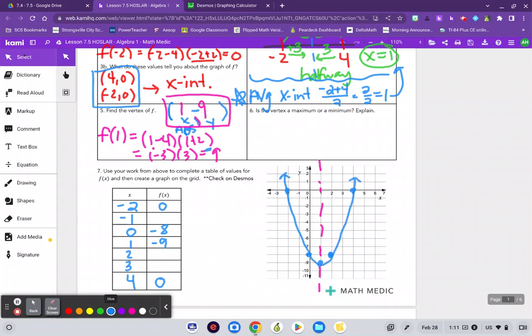It says, is the vertex a maximum or minimum? So it's a minimum. It is the lowest point on my parabola. And again, I want to go and I want to graph this on Desmos.